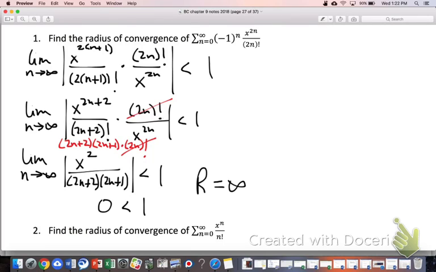And it doesn't ask for this. It did just ask for the radius. But if it also asked for an interval of convergence, I could say that the interval is from negative infinity to infinity.